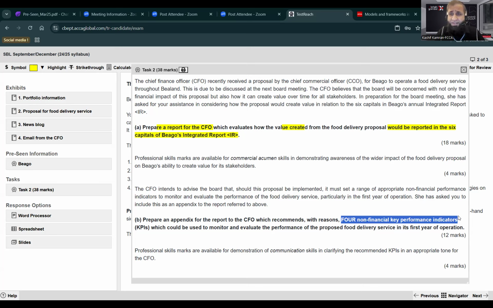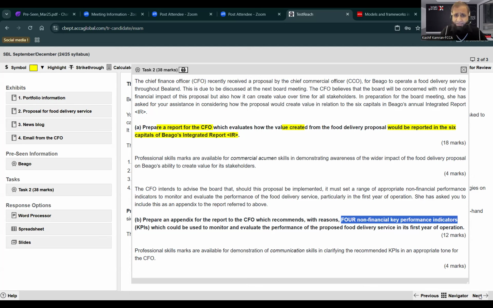Even if you're looking at the recent pre-seen, which is around historical places for March 25 exams, you would have seen the KPIs given for the charitable sector. So you need to know the KPIs because at times the question can ask you to assess the performance of the companies using the KPIs. And over here, they're asking you the non-financial KPIs. So you can recall them from the pre-seen. And the pre-seen is given to you on the day of exam as well. If you forgot, you can go back and refer.